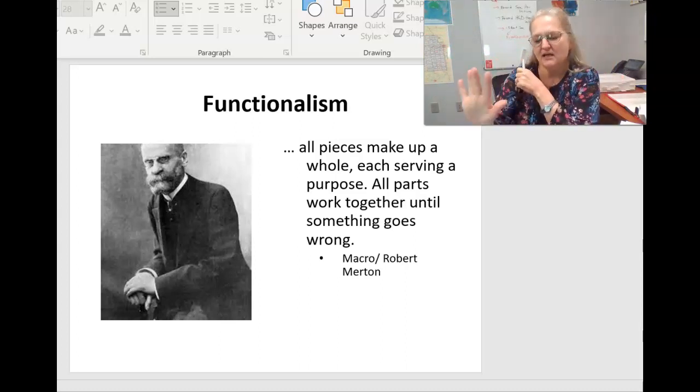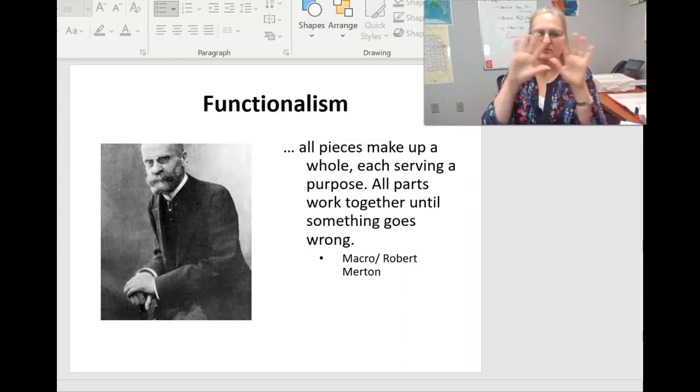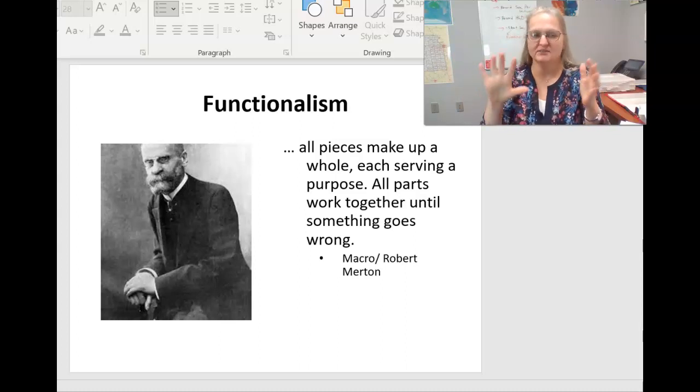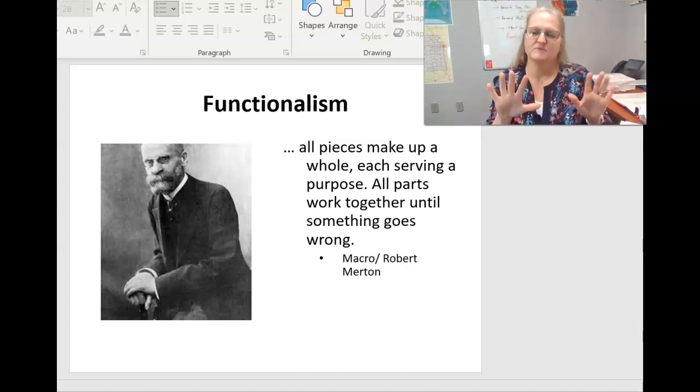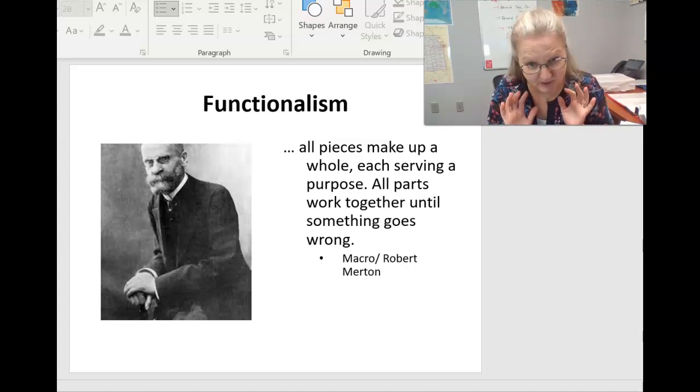This is because society is integrated. You have all of these different working pieces and they all meet a certain need. They all serve a certain purpose, a certain function for the well-being of society. And once something changes, it has implications for everything else. So this theory is what we would call status quo theory. It really supports: don't change it if it ain't broken.